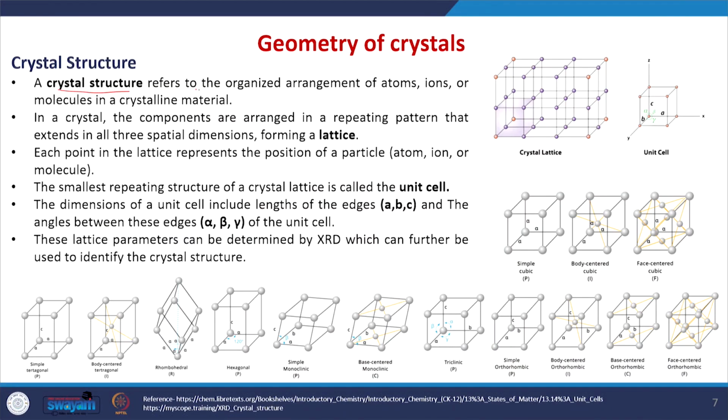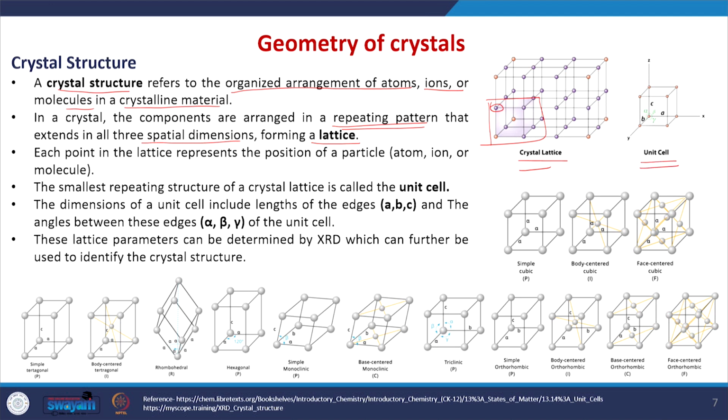Let us see the geometry of crystals. A crystal structure refers to the organized arrangement of atoms, ions or molecules in a crystalline material. In a crystal, the components are arranged in a repeating pattern that extends in all three spatial dimensions, forming a lattice. So this is a unit cell. Each point in the lattice represents the position of a particle. It can be an atom or ion or molecule. The smallest repeating structure of the crystal lattice is called the unit cell.